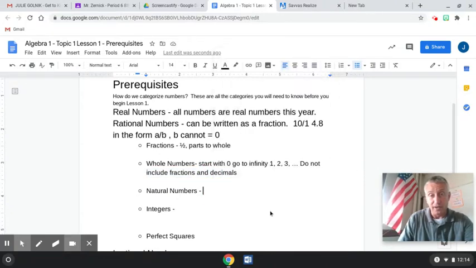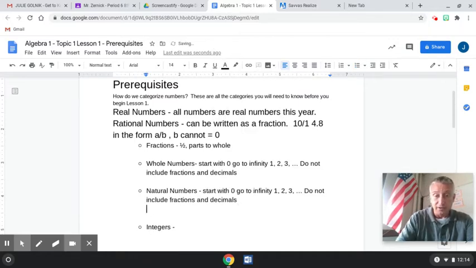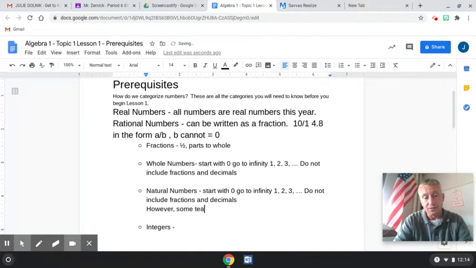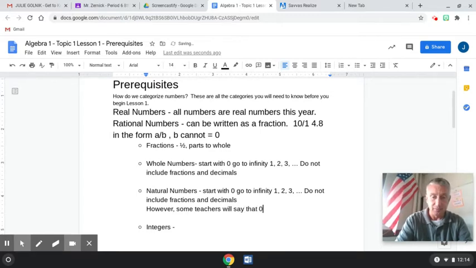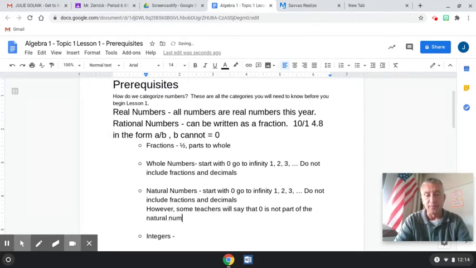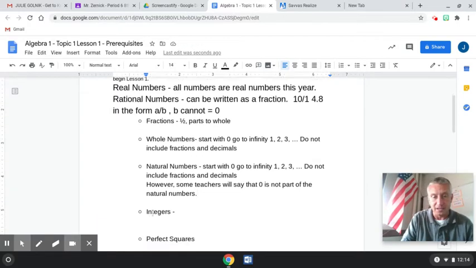However, we want you to know this. It starts with 0 and it goes on forever, and it does not include fractions and decimals. However, some teachers will say that 0 is not part of the natural numbers. The natural numbers are basically counting numbers. Okay, it's a little bit weird and confusing, but this year, whole numbers and natural numbers are both basically the same thing. They start with 0 and they go in the positive direction, no fractions, no decimals.